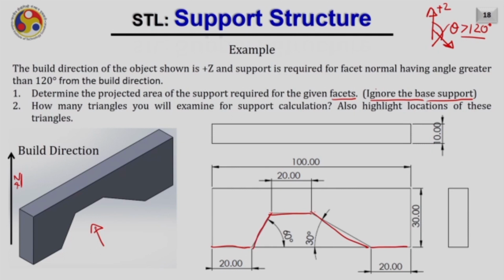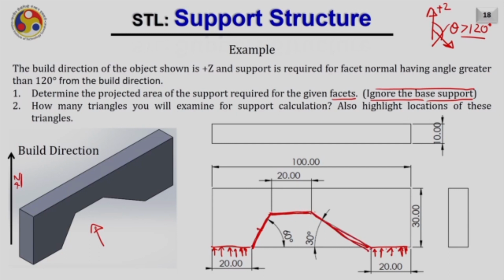Also, it is said that we have to ignore the base support. That means these facets are going to be directly in contact with the base. Hence, let us avoid or ignore these triangles because they are anyway going to be supported by the base. Now, these are the 3 zones or 3 regions, where we can examine the requirement of the support.